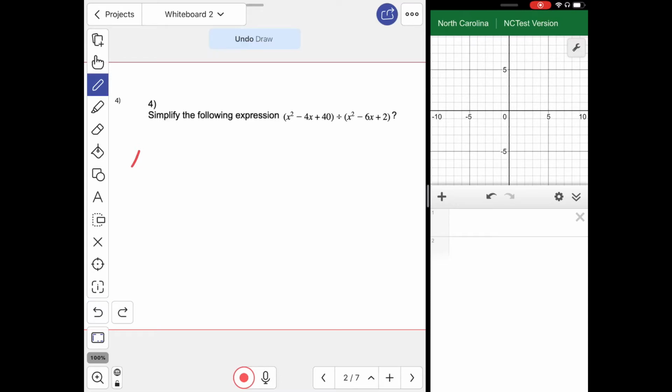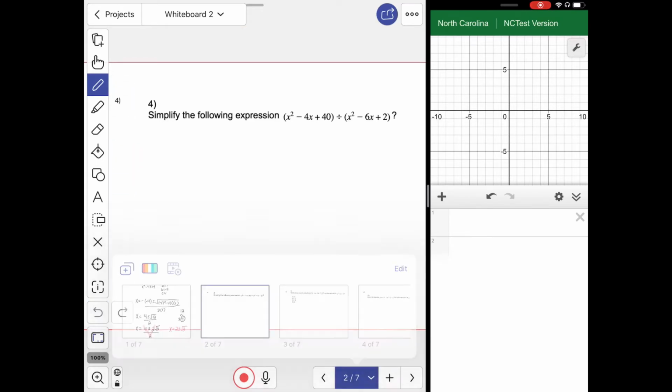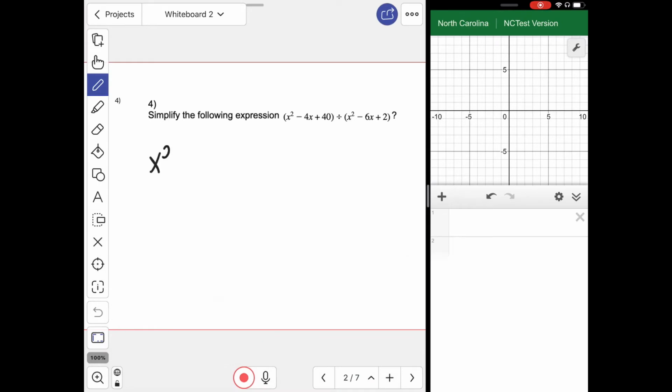So I have x squared minus 6x plus 2 is what we're dividing by. And I have x squared minus 4x plus 40.